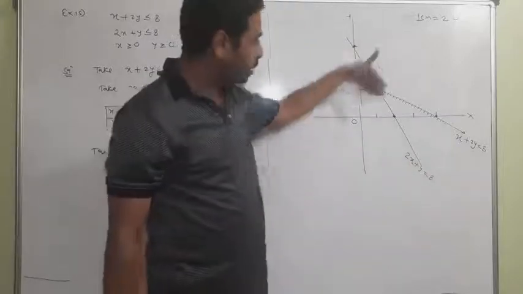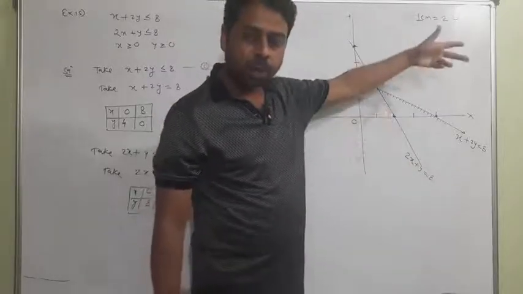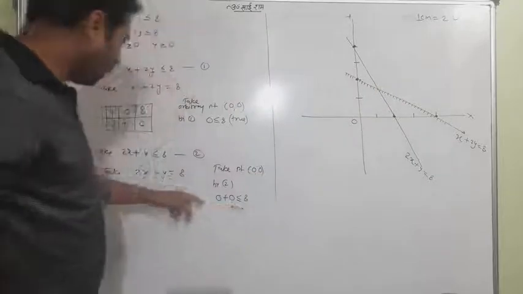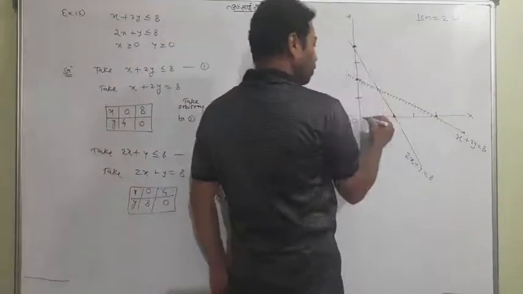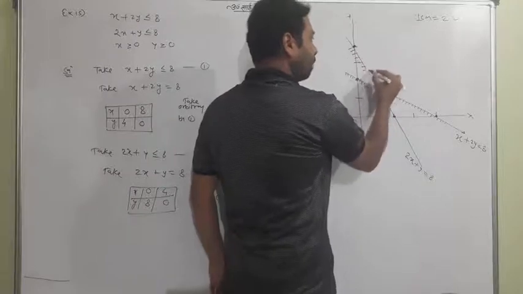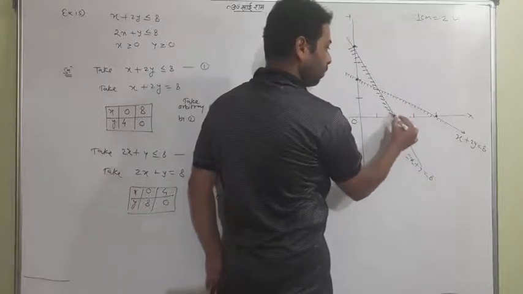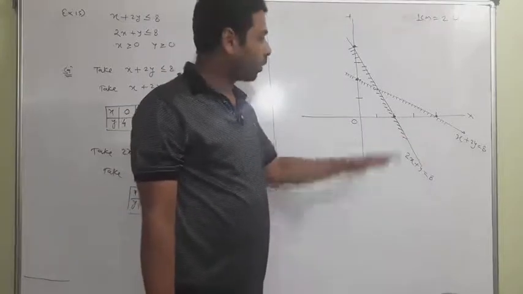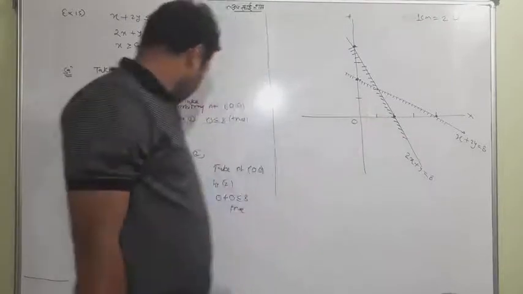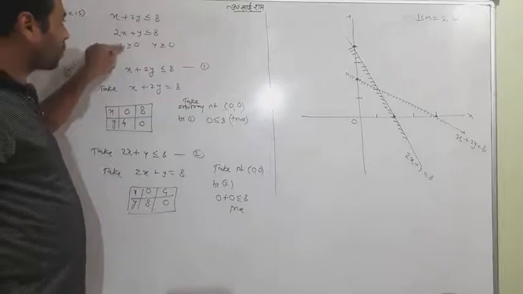Now the thing is that it is either upside or downside. I took the arbitrary point, and it was true, meaning towards the origin point. This region is the shaded region, the required shaded region. But this is not enough. We have yet to go with x greater than 0.